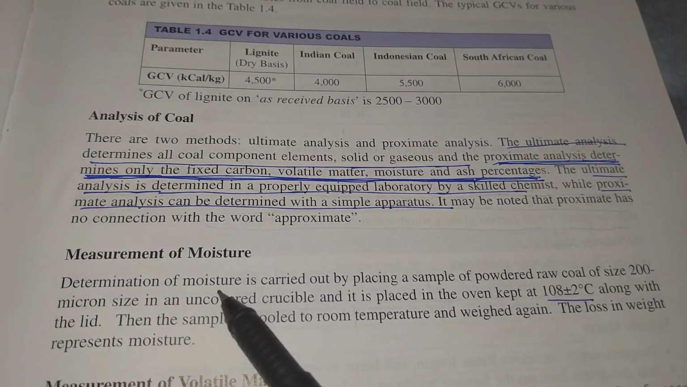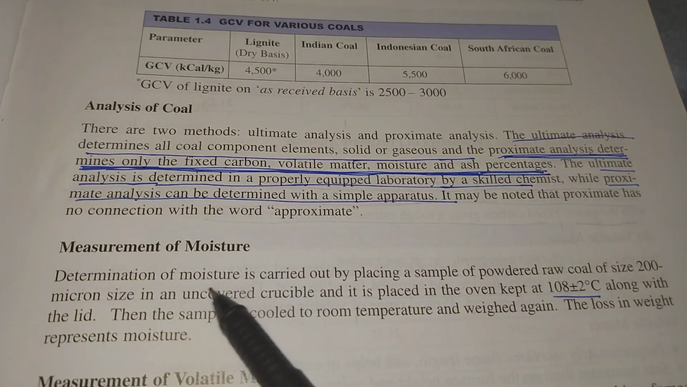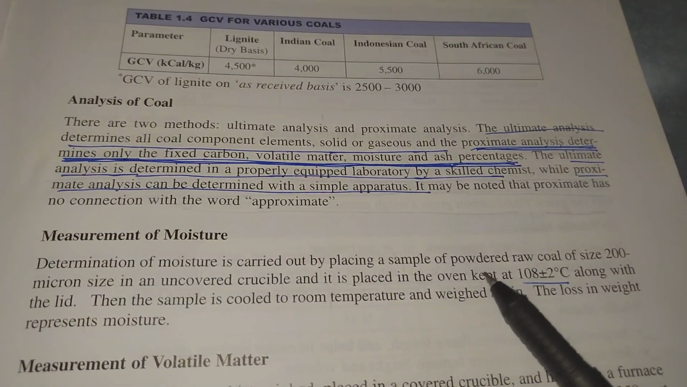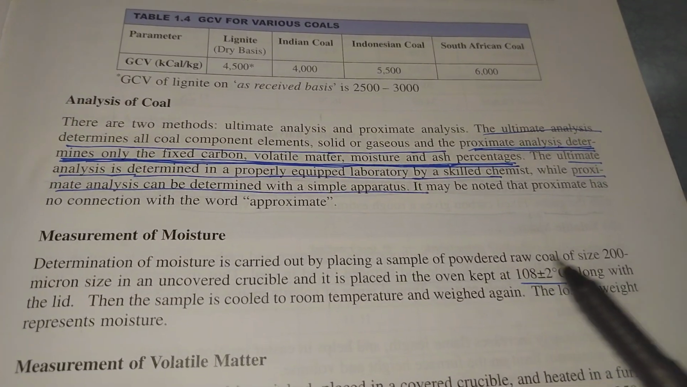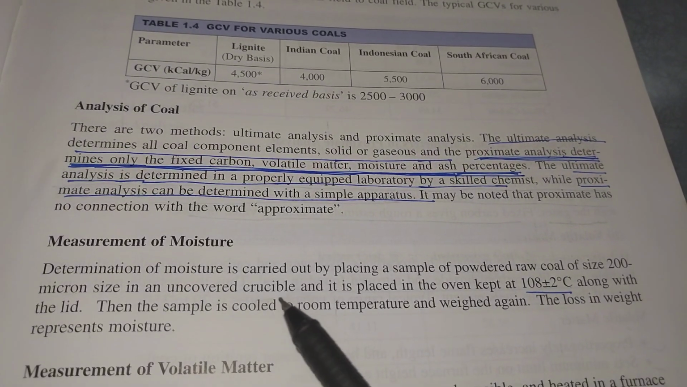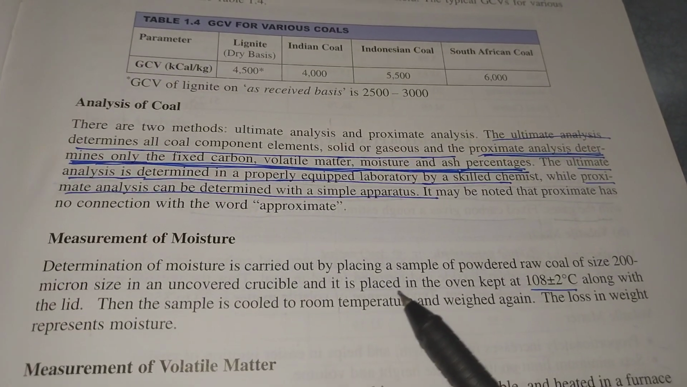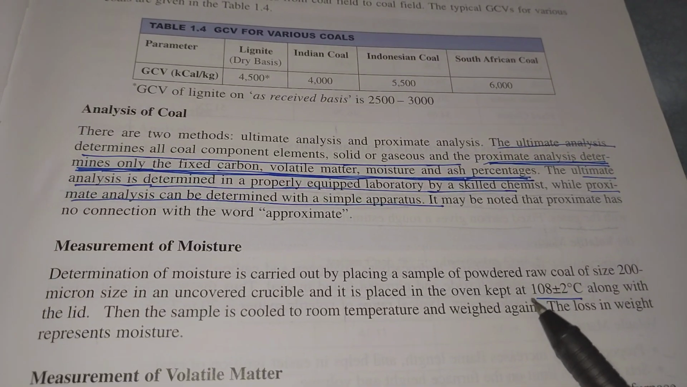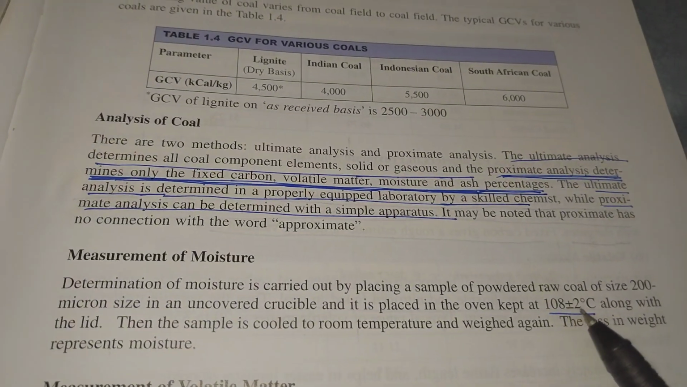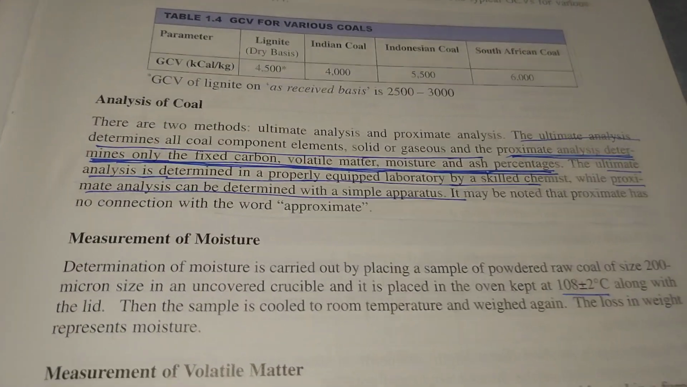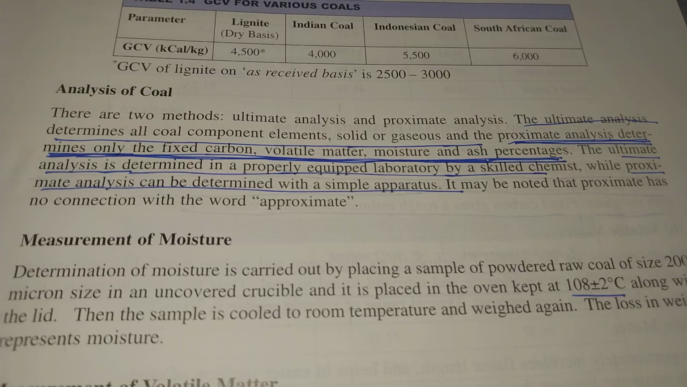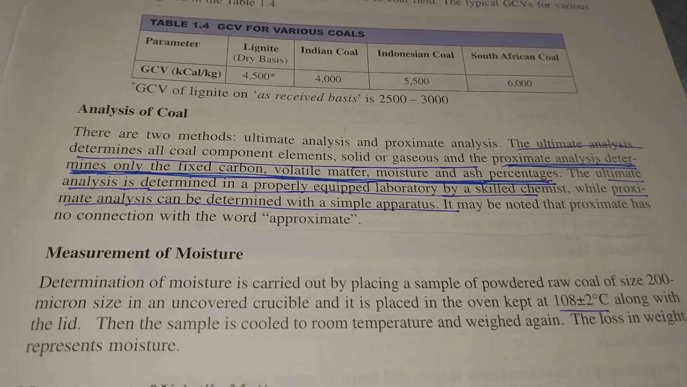Measurement of moisture content of the coal. Determination of moisture is carried out by placing a sample of powdered raw coal of size 200 micron in an uncovered crucible, and this crucible is placed in the oven kept at 105 to 110 degrees C along with the lid. Then the sample is cooled to room temperature and weighed again. The loss in weight represents moisture.